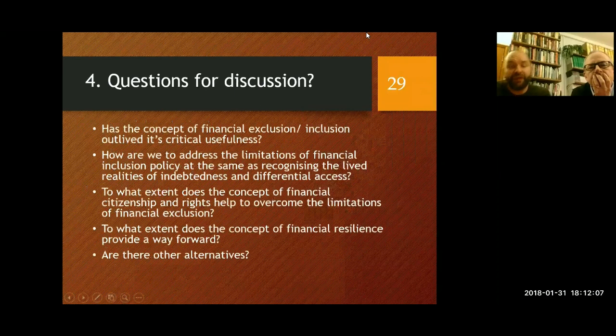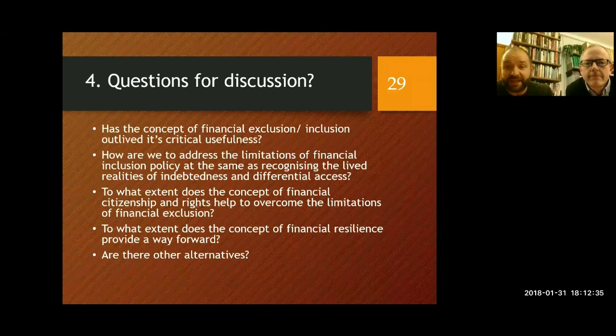So I thought, what would be really useful in terms of the debate, the discussion, is to get your feedback in terms of what you think about these debates about the critiques of financial inclusion, exclusion. Has it outlived its critical usefulness? How do we address the limitations of financial inclusion policy at the same time as trying to recognise the lived realities of indebtedness?